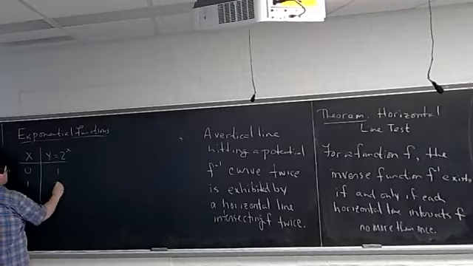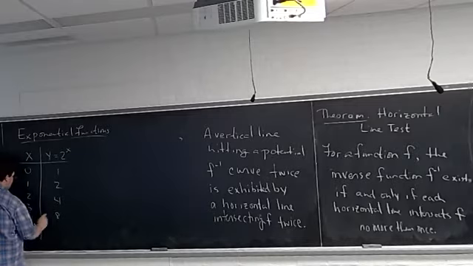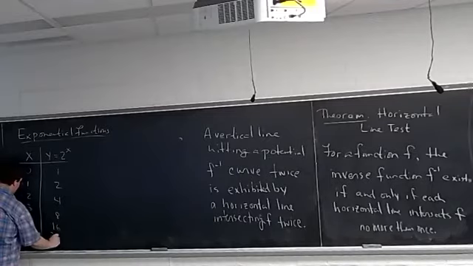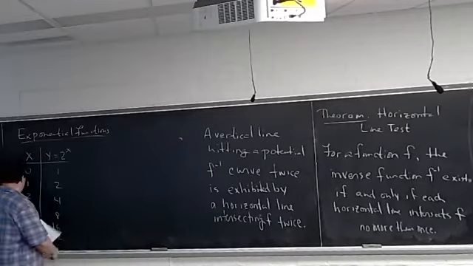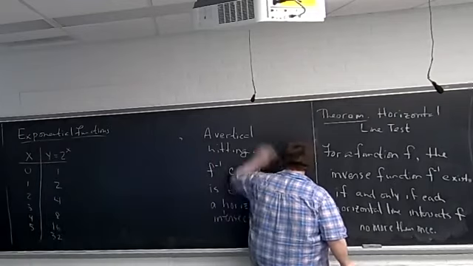X equals 1, 2 to the 1 is 2. X equals 2, 2 to the 2 is 4. Let's go up to 5. X equals 3, 2 to the 3 is 8. X equals 4, 2 to the 4 is 16, x equals 5, 2 to the 5th is 32. And let's sketch this curve.